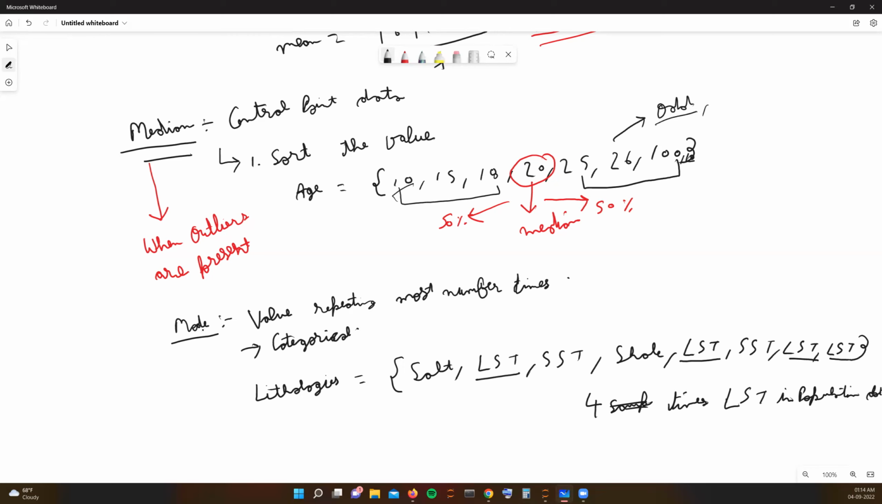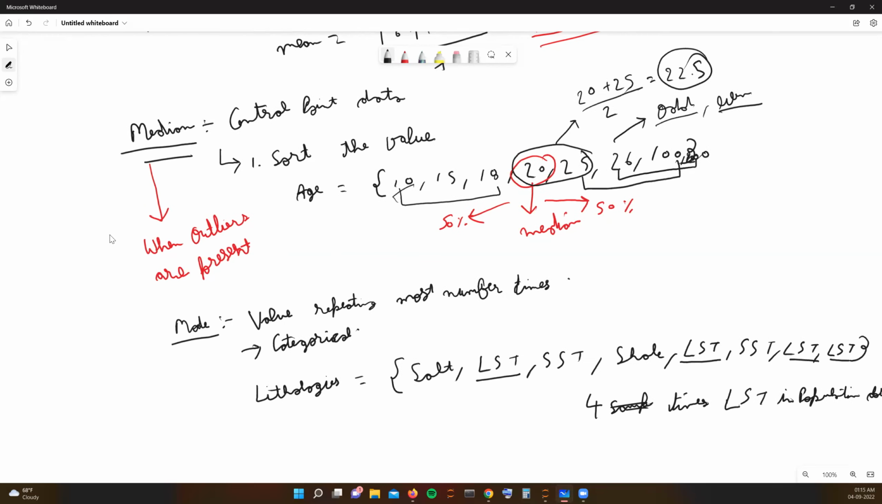What if an even number of points are present? For example, after 100, I added 200 also. So now these two will be my central points, right? Because an even number of data points are present here. So 20 and 25 are my central points. So I can just take the average of these both, divided by 2. It is approximately 22.5, and this average will be my median value when an even number of points are present inside your data, right?